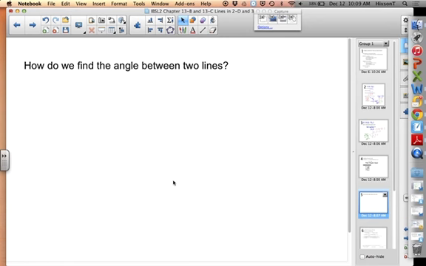Real quick here, one last thing. How would we find the angle between two lines, assuming they intersect? It's not that formula we give. Cosine theta equals u dot v over the magnitude of u times the magnitude of v. What would we use then for our u and v? The velocity vector. The velocity vector.